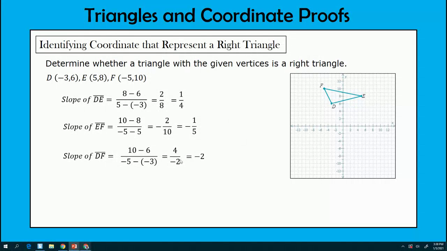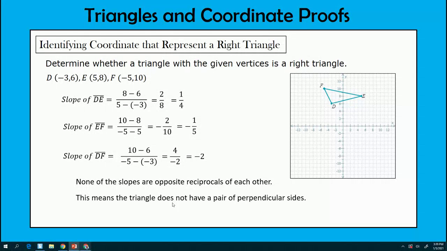So there's my slopes. Now comparing them all, none of these slopes are opposite reciprocals of each other. Therefore, there aren't any perpendicular lines. So there are not any right angles. So this triangle does not have perpendicular sides. Therefore, it's not a right triangle. So we're doing this all with slopes.